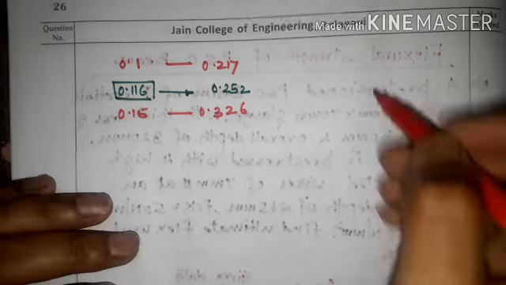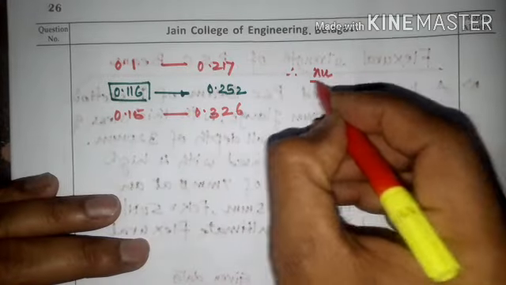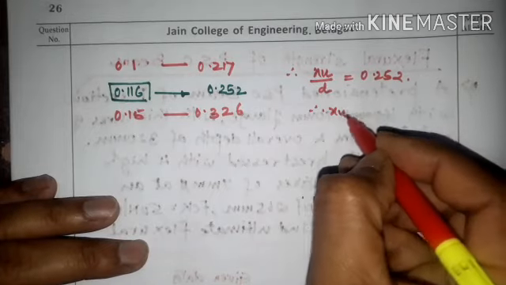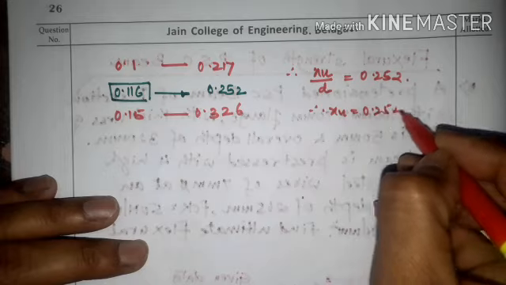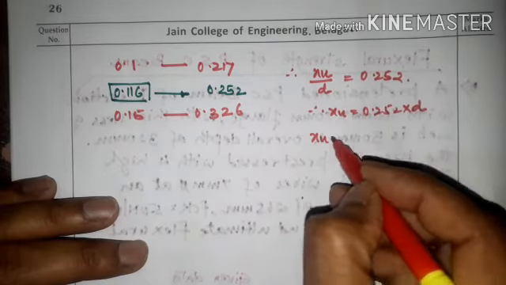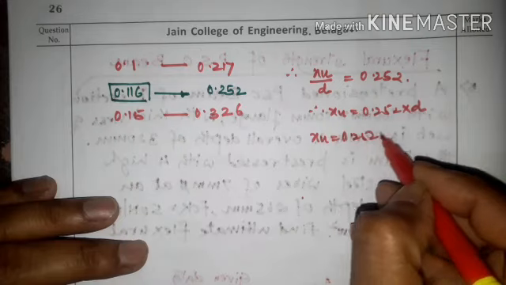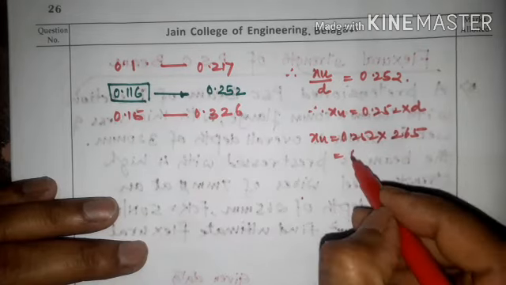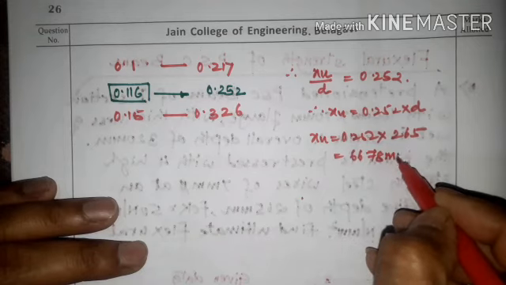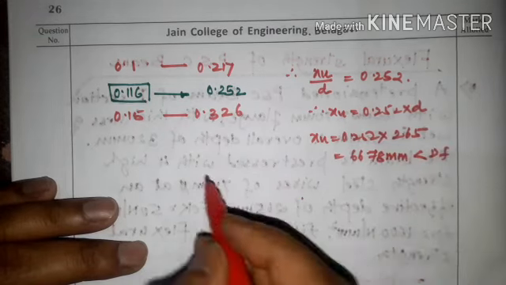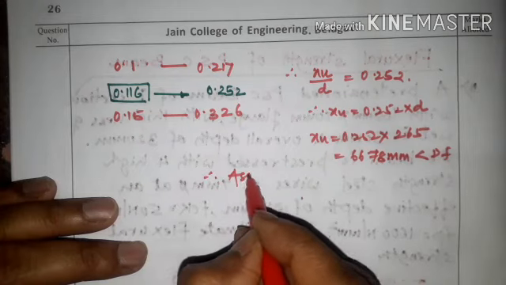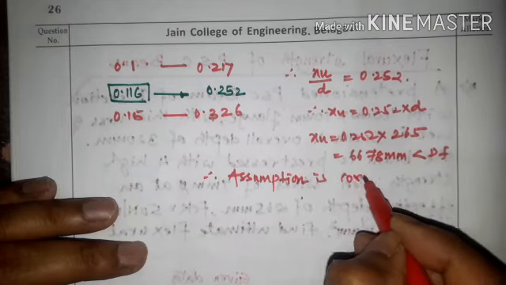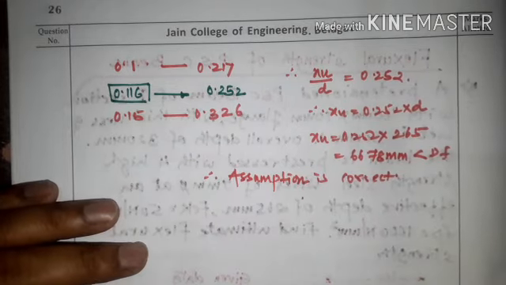Therefore XU by D is equal to 0.252. So XU is equal to 0.252 times D, which is 0.252 times 265, so we will get it as 66.78 mm, which is less than DF. Therefore the assumption is correct.